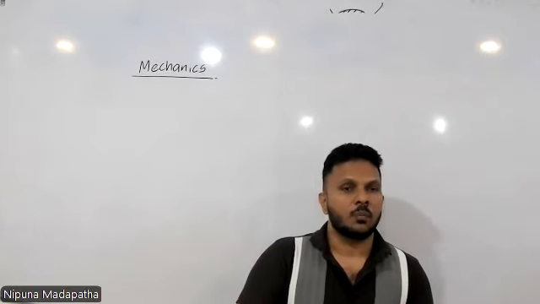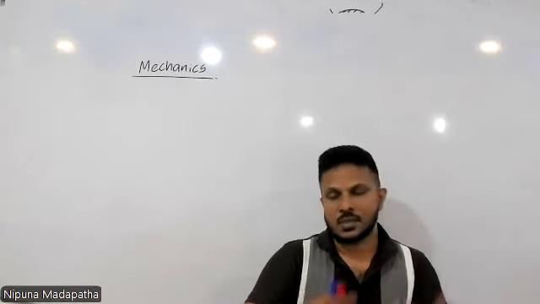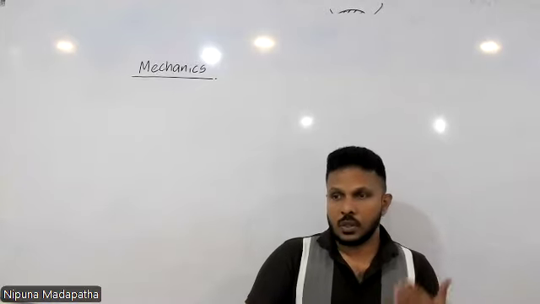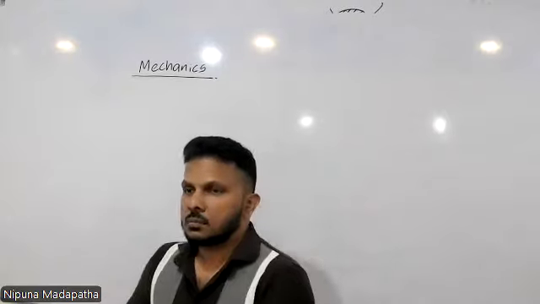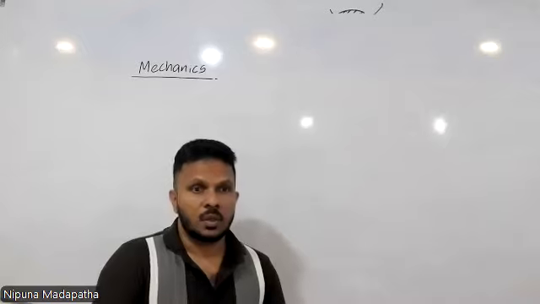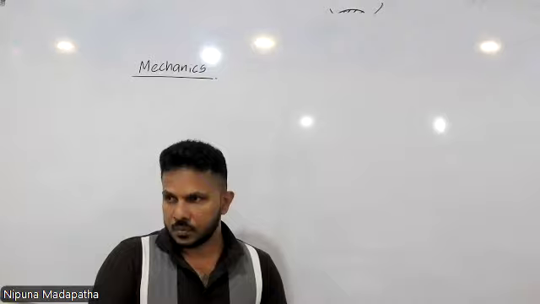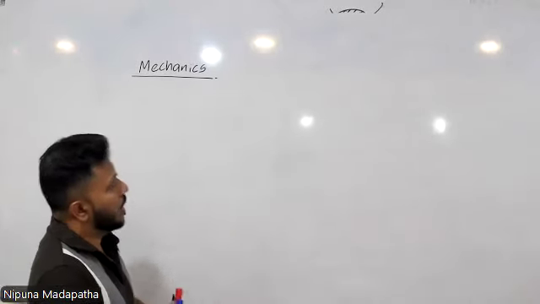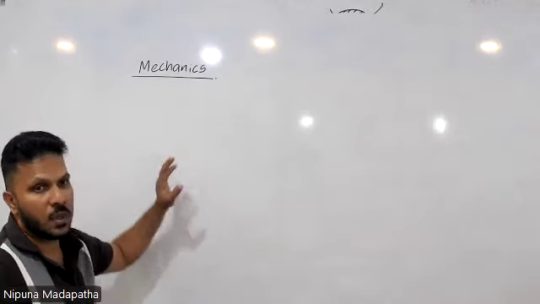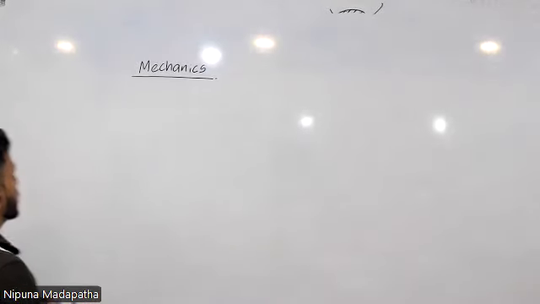So that is mechanics. Mechanics is the branch of physics in which we study the motion of an object, the reasons and causes for their motions, and what forces are acting on them to cause that motion. Right? So mainly under mechanics, we study Newtonian mechanics. You can divide mechanics into two parts.